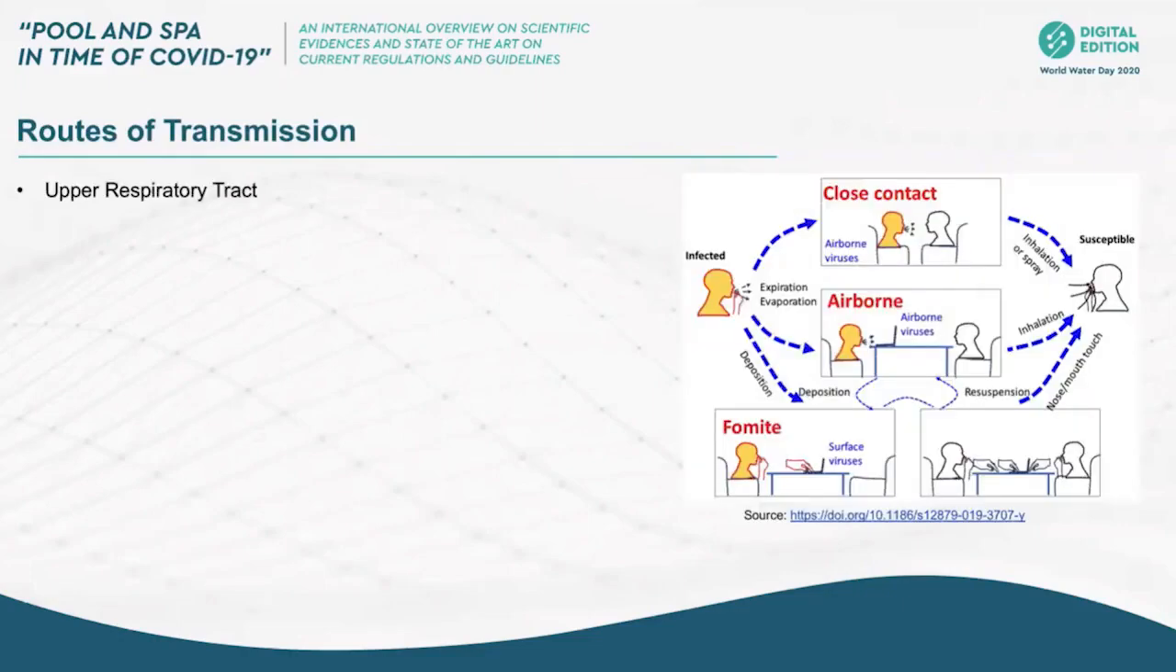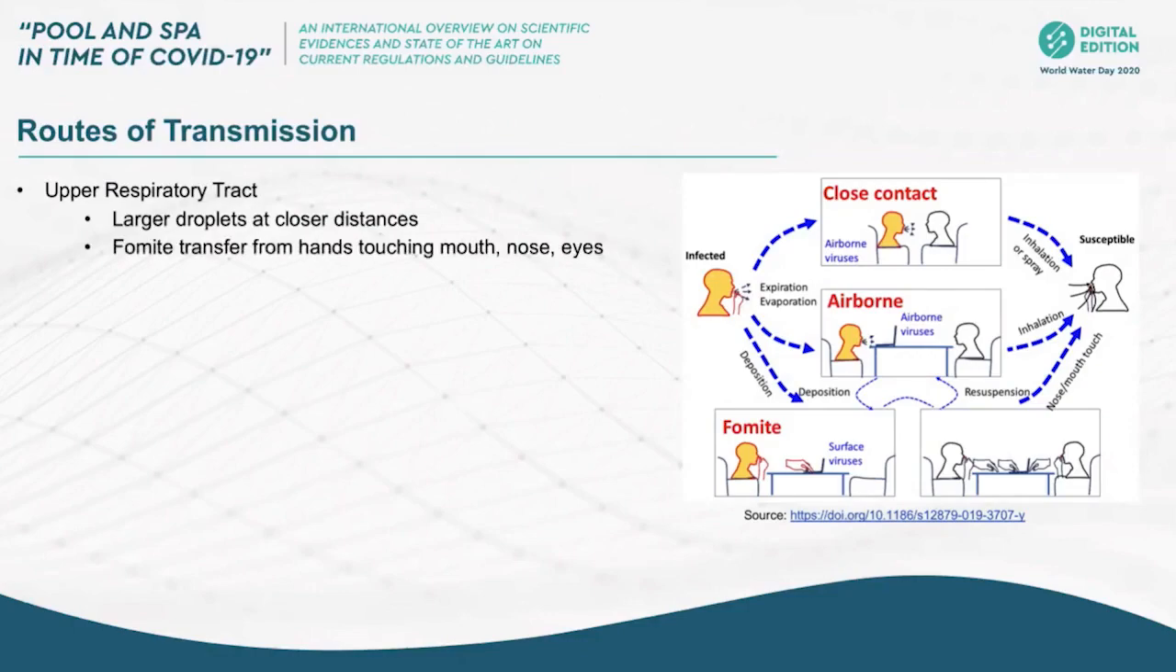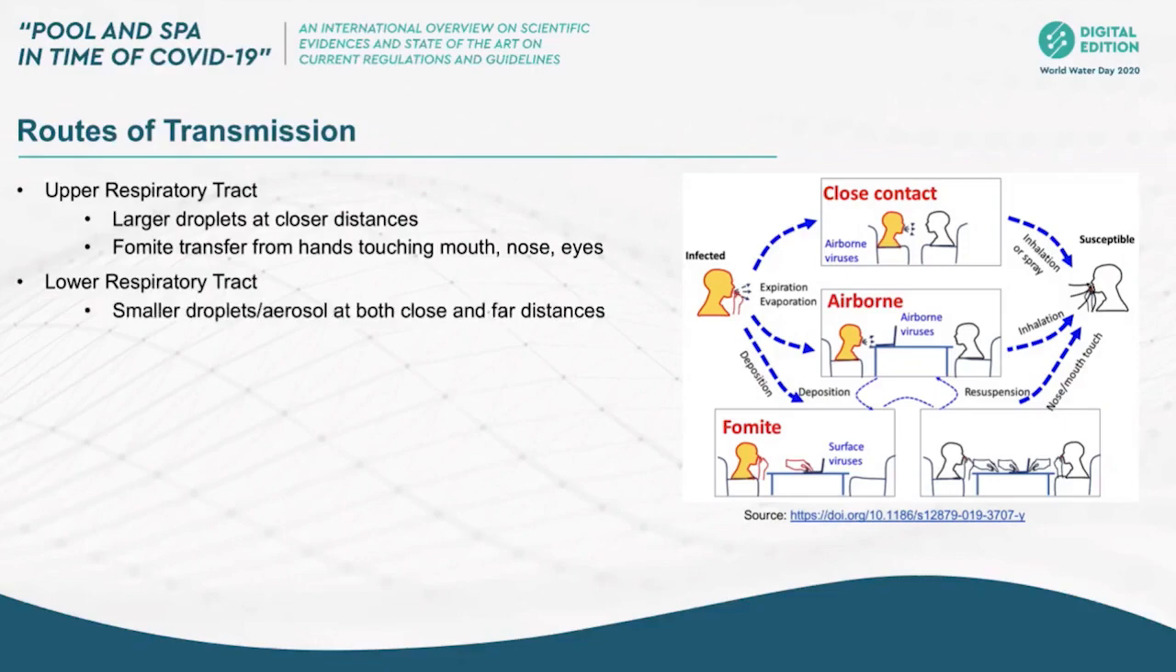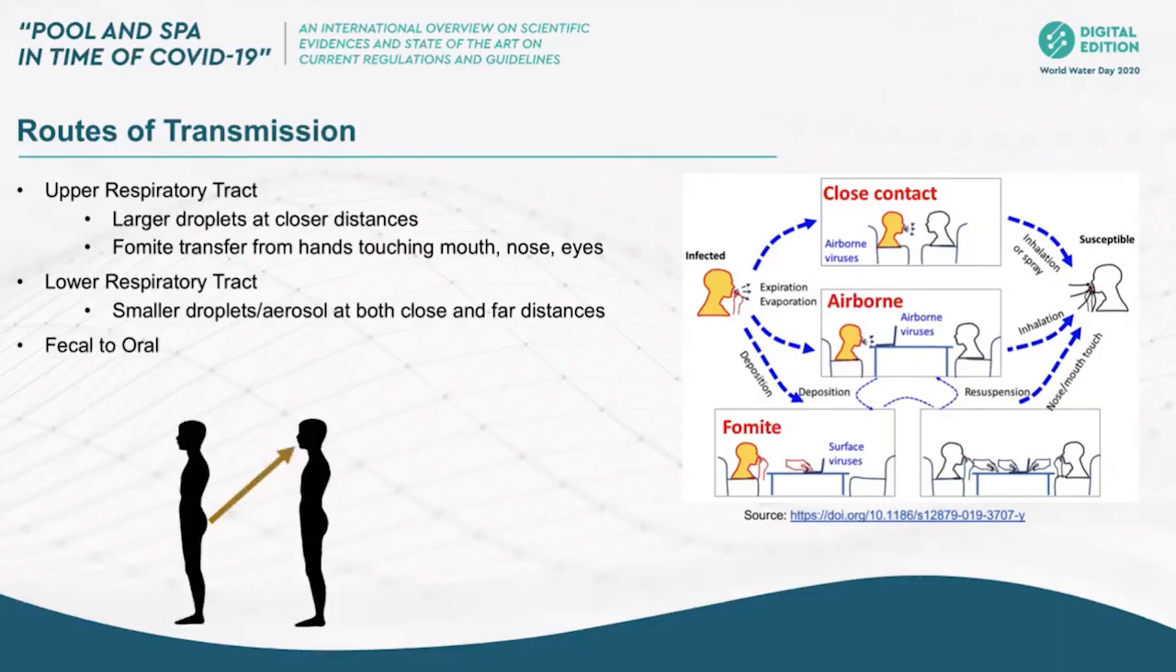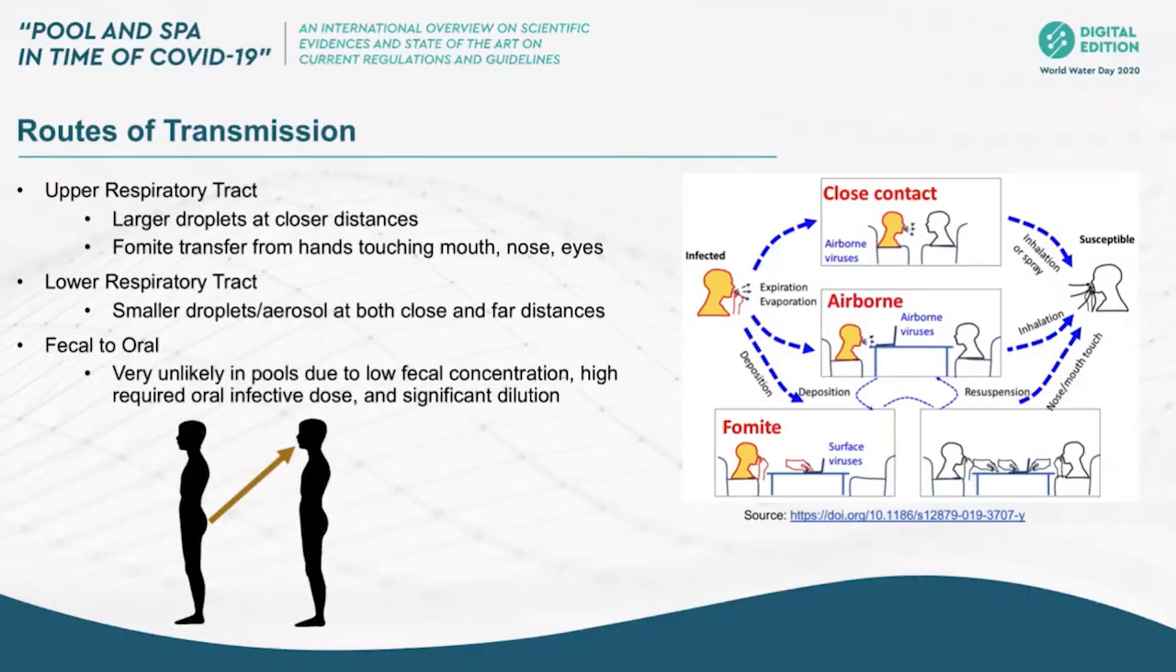So for routes of transmission, we talked about the upper respiratory route, which is from larger droplets at closer distances. There's also fomite transfer, that's from surfaces, and then you touch your mouth, nose, and eyes, typically from your hands. And then there's the lower respiratory tract, which is where the smaller droplets and aerosol at both close and far distances occur, and we'll talk about both. And then there's the fecal to oral route as well, which Martin talked about in the pool a little bit, but I'm going to focus mainly on the lower respiratory tract.